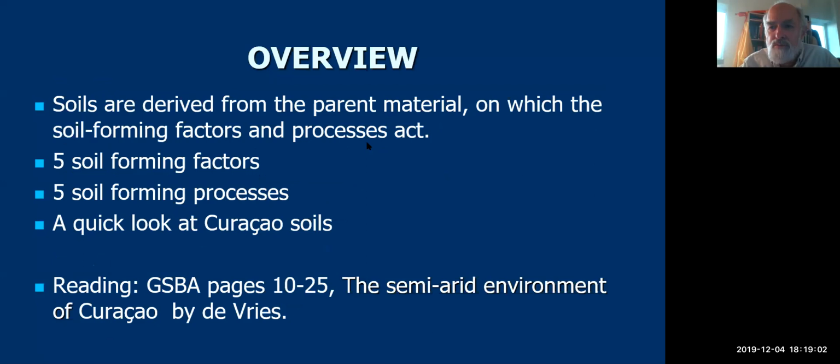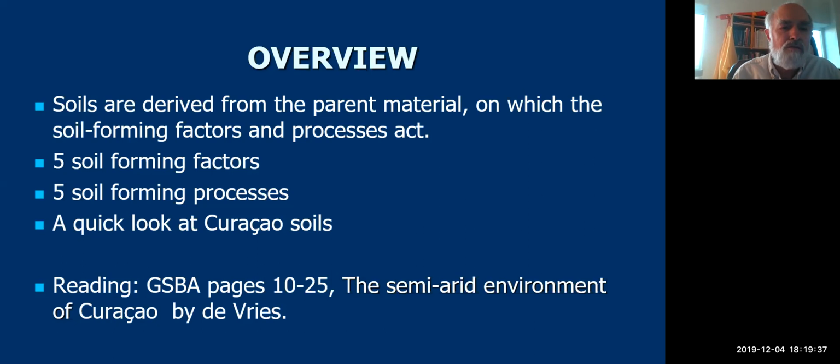Okay, so there's what you should come away with: a soil starts from what's called a parent material. And that is acted on according to a lot of different environmental stuff, the processes that are acting on that parent material. What is the parent material? Because there's a bunch of different ones, and a lot of other stuff which we'll go over. So these are the soil forming factors, soil forming processes, and then a quick look at Curacao soil.